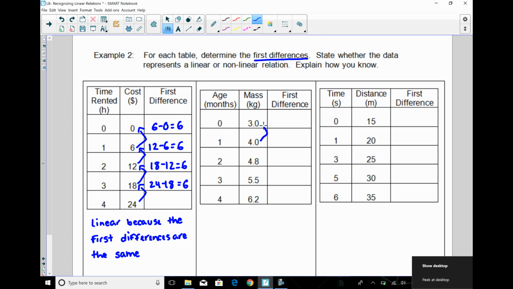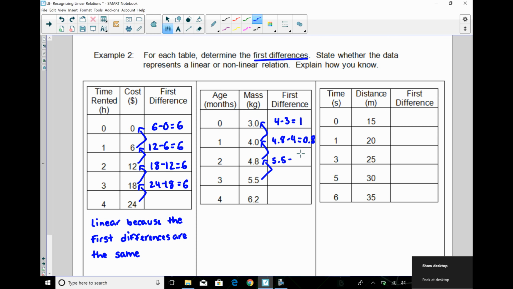So let's look here. Again, these have to be in order. Okay. So you're going to do 4 minus 3 here. That's 1. 4.8 minus 4. That's 0.8. Oh, so they're already not the same, so this cannot be linear.